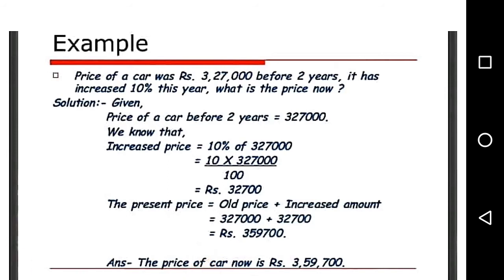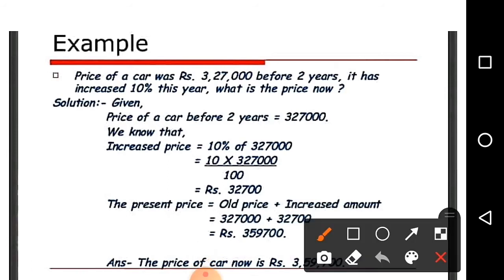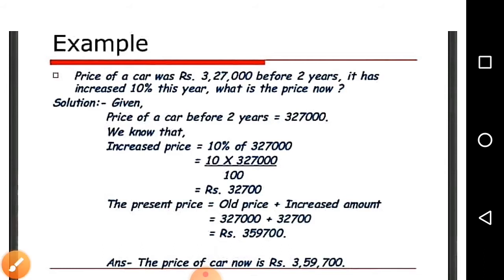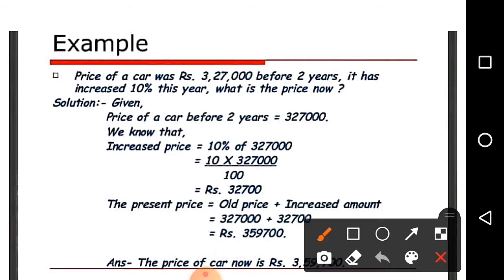As you can see in the question, the price of the car is given. It was 3,27,000 before 2 years, and now it has increased by 10%. So 10% increment, right? So 10% of 3,27,000 is how much? First you need to calculate how much that 10% will be, and then you have to add it because it is percentage increase. So you need to add it to the price.